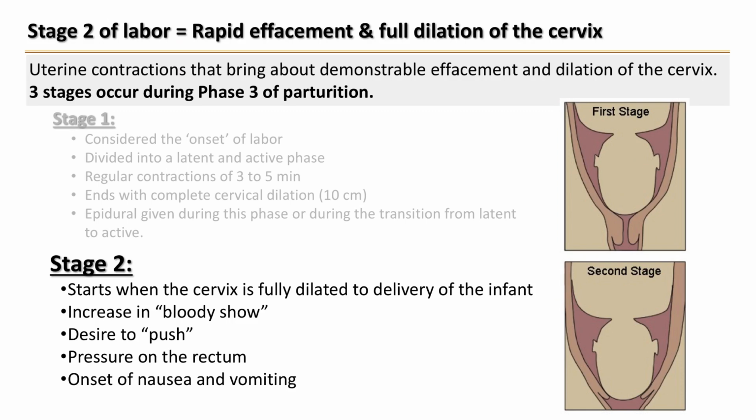Moving into stage 2 of labor, we have rapid effacement and full dilation of the cervix. At this point, we have an increase in bloody show. The bloody show is where the cervical mucus plug has been broken down by the MMPs. This is now showing as effluent and discharge of tissue. A woman at this point will have a desire to push. There may be increased pressure on the rectum, and increased pressure on the rectum and within the entire lower abdomen may induce pressure on the diaphragm, and at this point in time, a woman may feel like she has nausea and/or need to vomit.